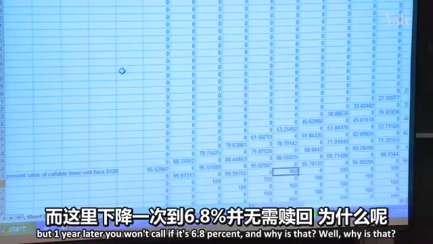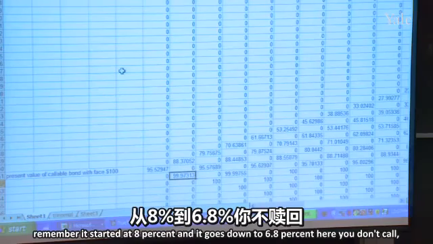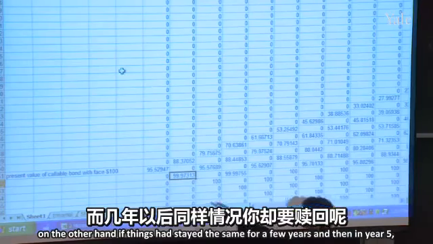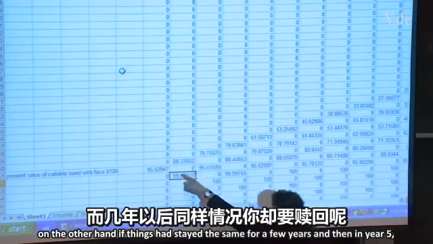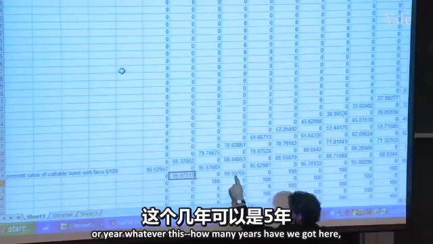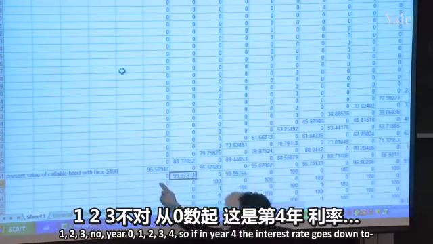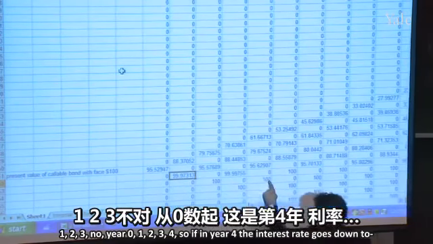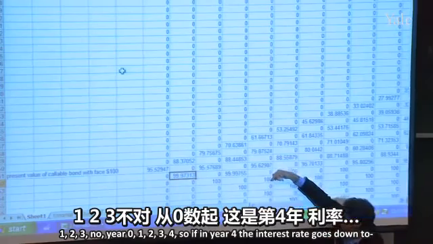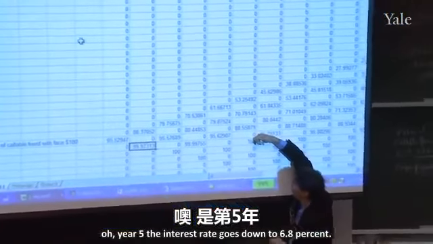And why is that? How come if in the first year the interest rate went from, remember it started at 8%, it goes down to 6.8% here, you don't call. On the other hand, if things had stayed the same for a few years, and then in year 5, how many years have we got here? Year 0, 1, 2, 3, 4. So if in year 5, the interest rate goes down to 6.8%.